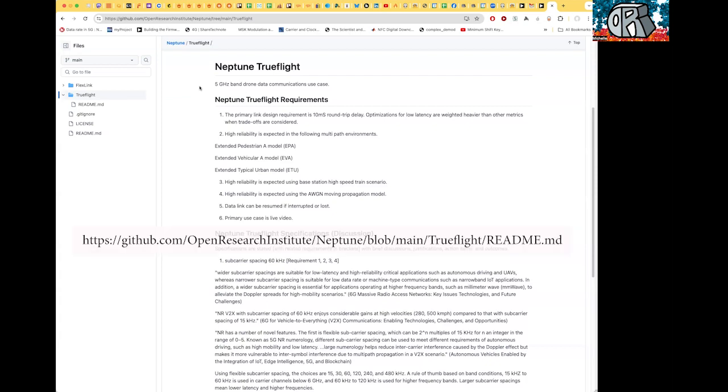The first thing that we wanted to look at, since FlexLink said it was a low latency design and stated that as part of the working document, is that we took that and tried to put a number to it. And so our requirement, a proposal, is a 10 millisecond round trip delay.